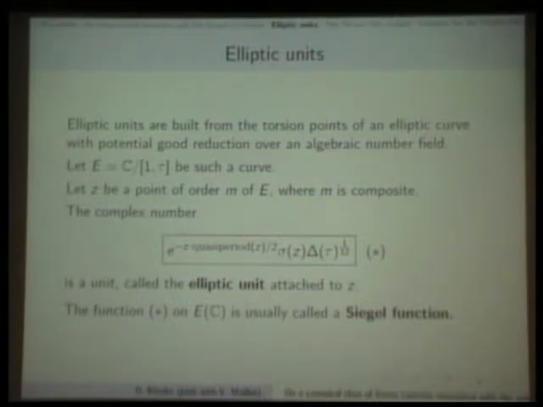And in this situation, you would like to replicate this particular setup. So what is the analog of the Siegel function? And would this analog have some arithmetic significance?